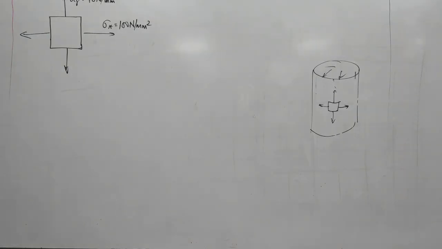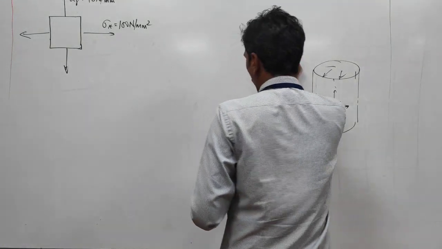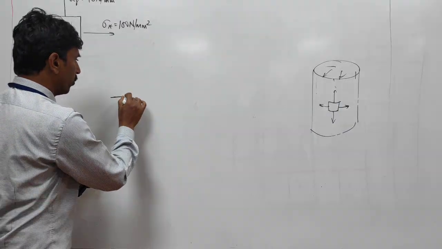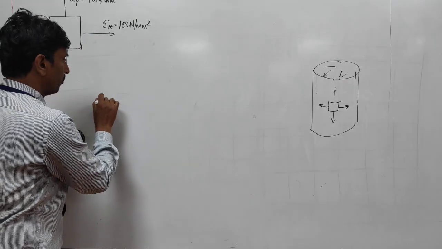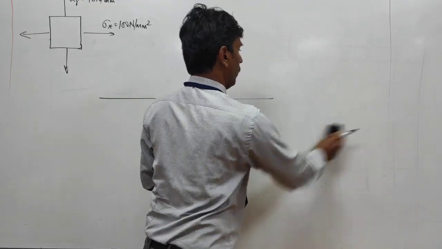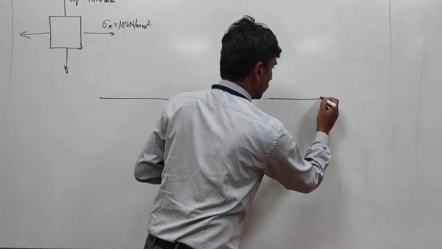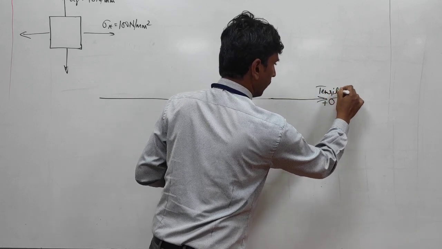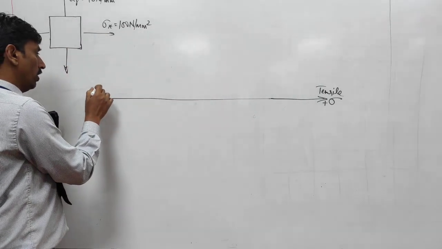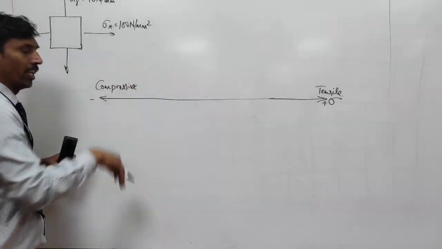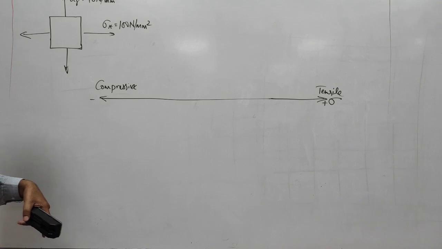Now let us see how we use the Mohr circle to draw this. Let us draw a horizontal line. This horizontal line will indicate the normal stresses. On the right-hand side the normal stresses are positive, which means tensile. On the left-hand side they indicate the compressive stresses, which are negative. If it is compressive, you put it on the negative side. If it is tensile, you put it on the positive side.